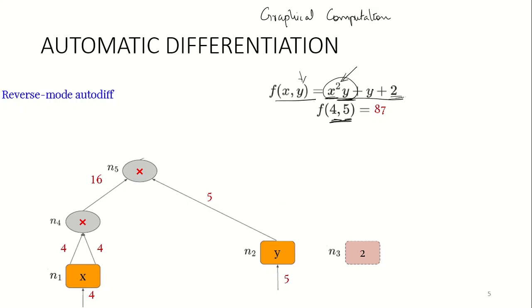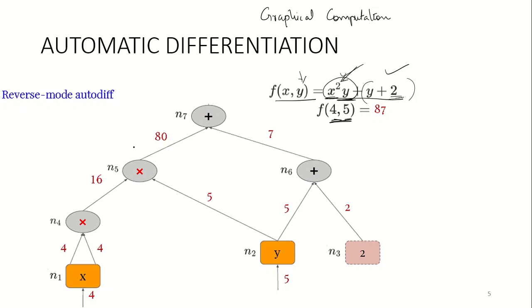Now we have to find out the term y plus 2. We have y here and 2 over here, and add a summation node here to add y and 2, that is y plus 2. So n5 will give you x² into y, and n2 will give you y plus 2. Now we have to add these two terms, so add one more node to find the summation of x²y and y plus 2.